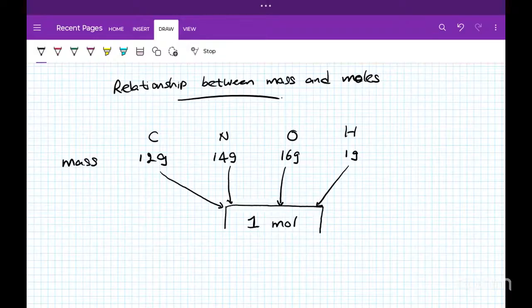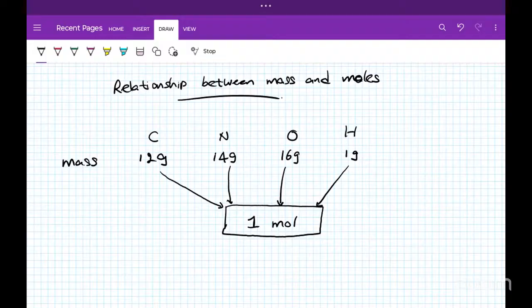So the concept is you take any atom in grams to match with its relative atomic mass. You are taking exactly 1 mole of that atom, right? So what is the concept? You take grams to match with the relative atomic mass, and you are taking exactly 1 mole of that atom.